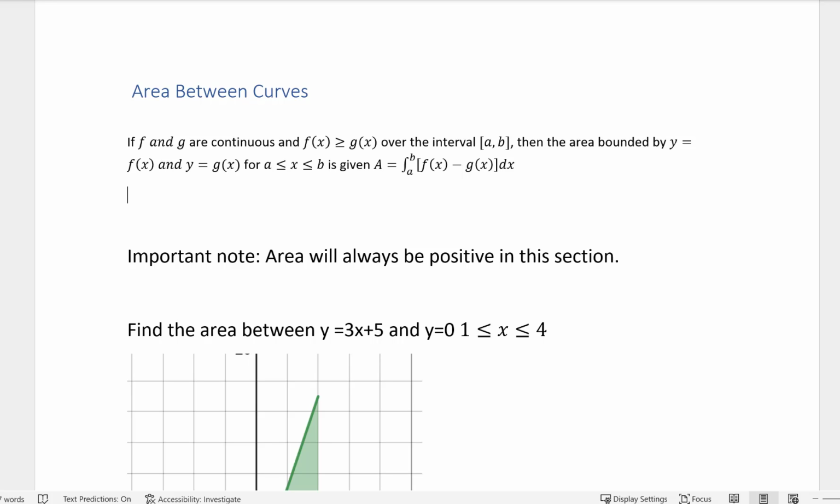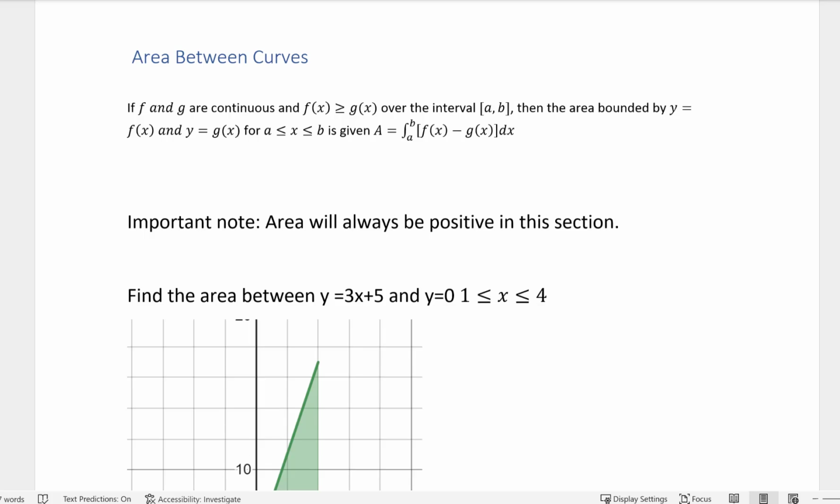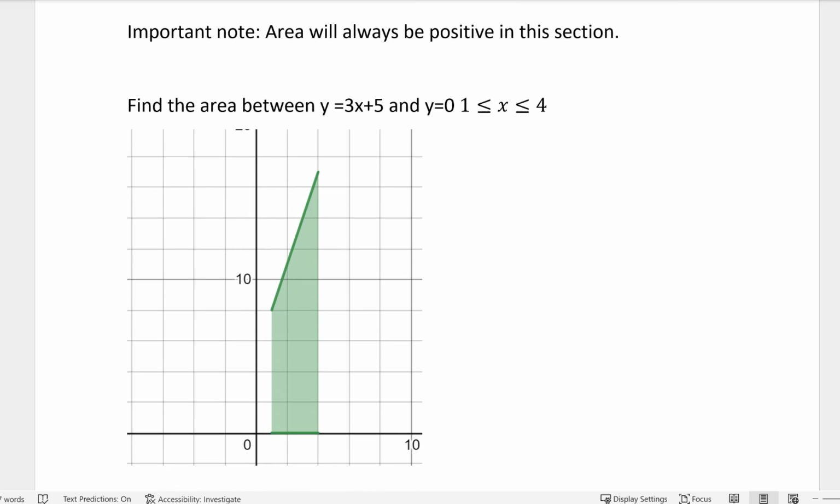So one thing I want you to think about as we're doing this is area. Area should be positive. So this is part of why it's important to set this up correctly, so that you get a positive answer when you do your integration. So we're going to start with this first little graph.